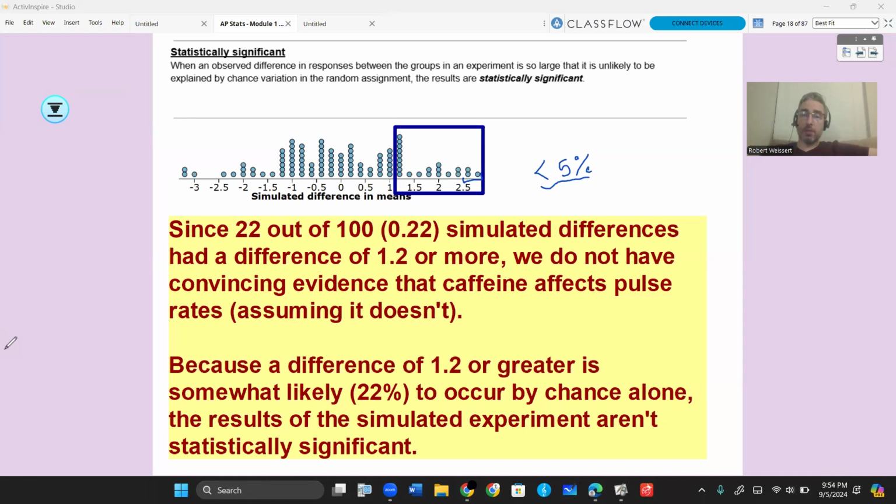Now, later in the lesson, we'll see a better designed experiment that can maybe produce statistically significant results. So stay tuned for that.